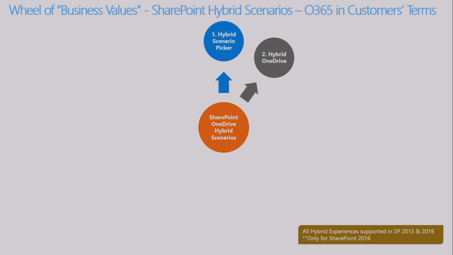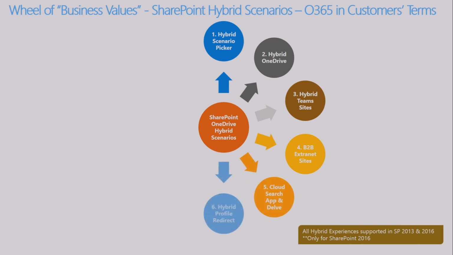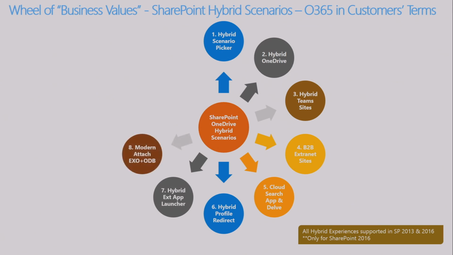But real quick, I call this a wheel of business values. As we introduce more and more scenarios, as we said in the last year, and with these 3 new scenarios, like hybrid OneDrive for Business, team sites, extranet sites, cloud search application, hybrid profile redirection, hybrid extensible app launcher, and then the modern attachment with Exchange Online and OneDrive for Business, and then the two new ones that we just announced, which are hybrid taxonomy and hybrid auditing. All of these, except hybrid auditing, are available in 2013. So you can definitely give it a try and give us your feedback as well.